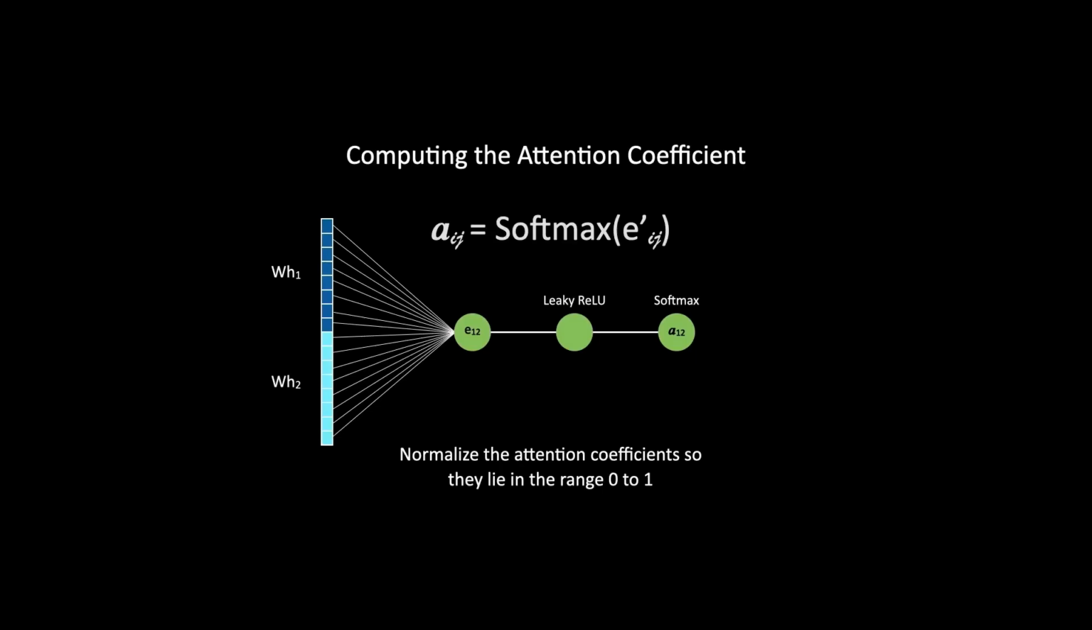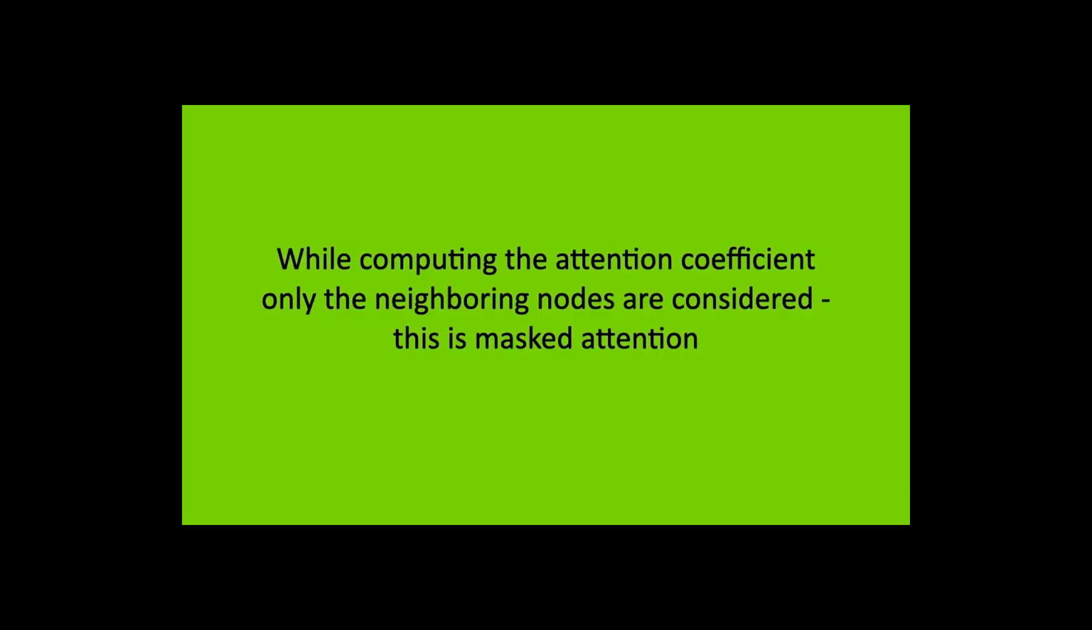It's important to note here that while computing attention between node pairs, you only consider neighboring nodes. That is, you don't compute the attention for all pairs of nodes in your graph structure, but only for nodes that are directly connected. And this computation of attention is referred to as masked attention, because you're not computing attention for all node pairs.